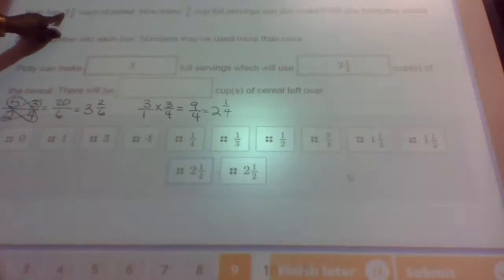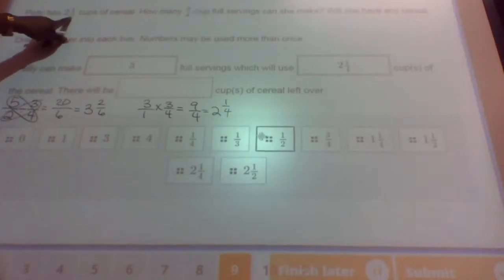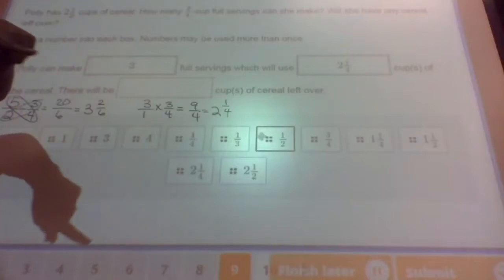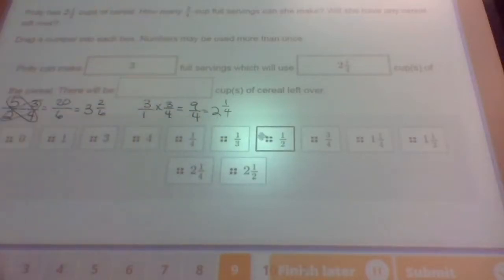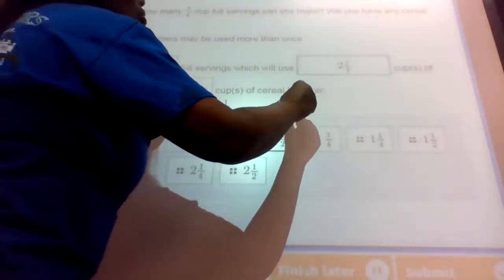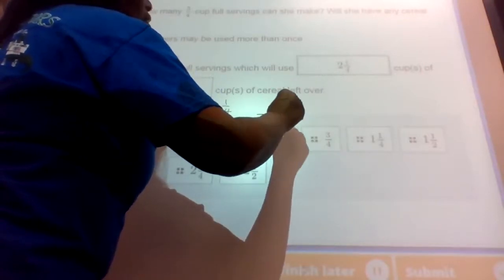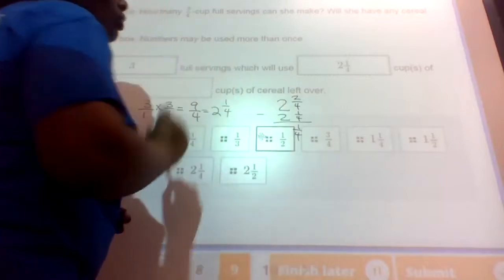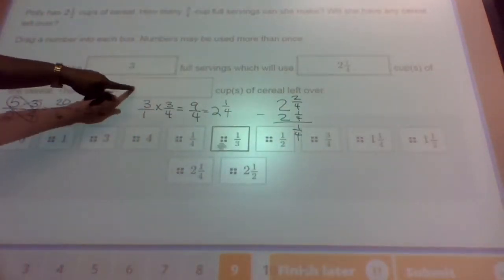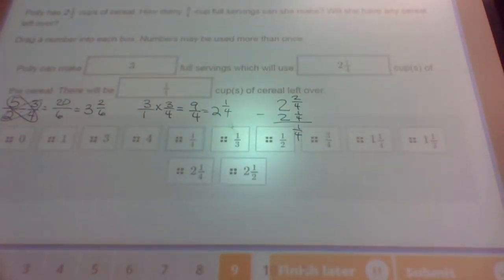Now, we started with 2.5, right? So 2.5, how many halves make 1? How many fourths make a half? 2. 2/4 make a half, right? All right, so 2 and 2/4 minus 2 and 1/4 is what? 1/4. So you got 1/4 of a cup left over. Yay.